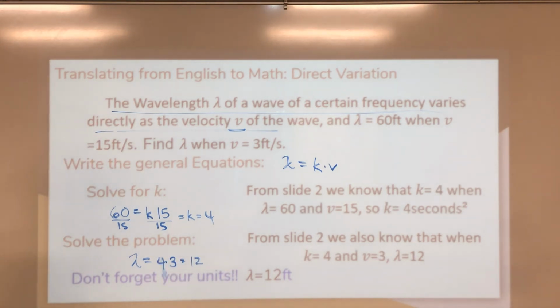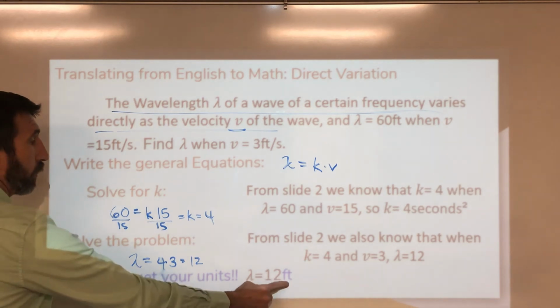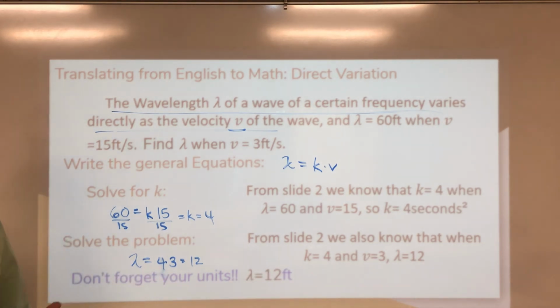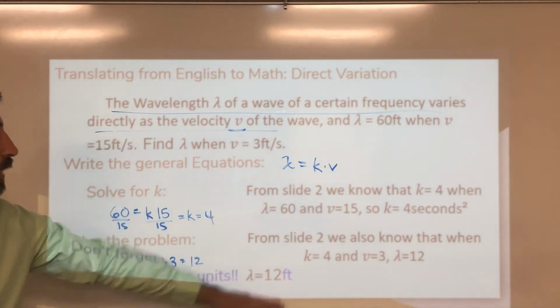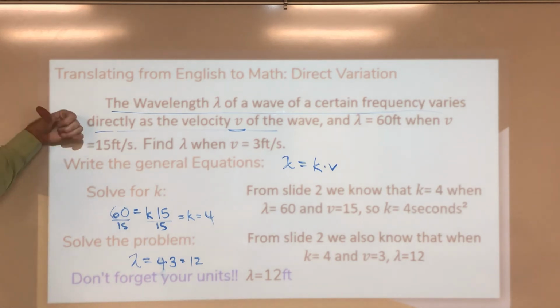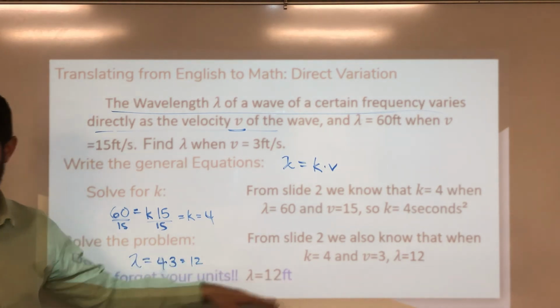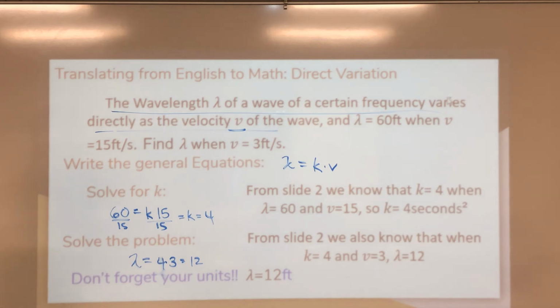Now, an important thing with word problems is don't forget your unit labels. Right here, we're not talking about 12 bunnies, 12 fruits, 12 apples, 12 minutes. We're talking about 12 feet. So when we're doing word problems, we're talking about something specific. So be careful not to lose your unit labels.